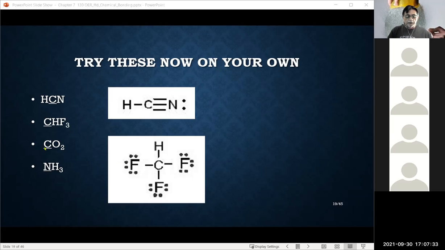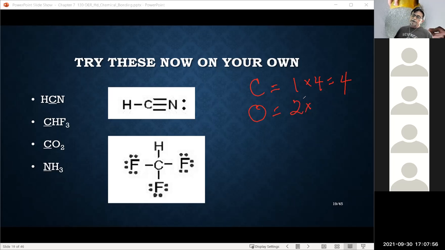All right. The next one, carbon dioxide, very interesting. We're going to come back to carbon dioxide down the road because it has a very interesting property. All right, here we go. So carbon, as we talked before, has 4 valence electrons. Oxygen, okay, we have 2 oxygens.